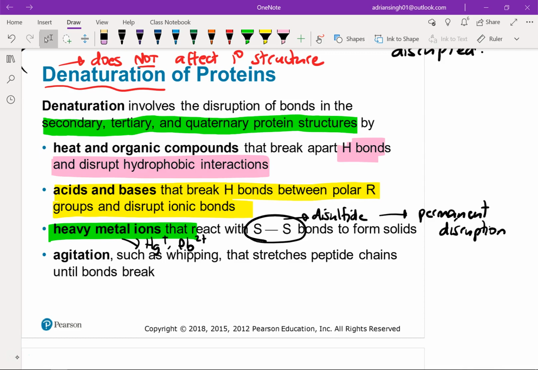And then finally, just by mechanical agitation, by physical mixing or whipping of a protein, you can actually start the denaturing process. When you whip an egg, for instance, you're physically stretching those interactions. You're stressing those interactions, and you're going to disrupt those interactions that keep the tertiary structure intact until those interactions are not there anymore. So there are several things that can affect the structure of a protein, which will lead to its denaturation.